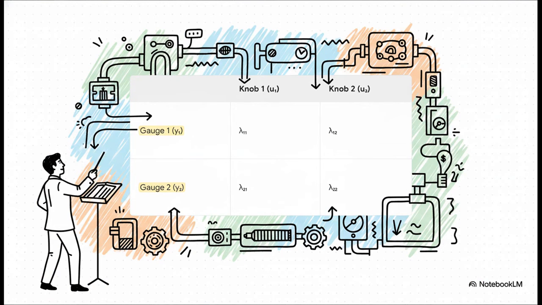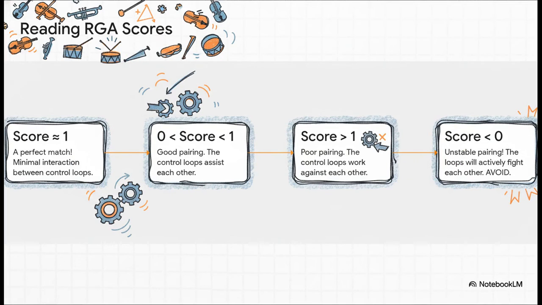And what the RGA does is it spits out all these scores and organizes them into a nice, simple grid. Each number in this grid, represented here by the Greek letter lambda, tells you the compatibility score between one specific gauge, like Y1, and one specific knob, like U1. And the best part is, rating the score is surprisingly intuitive.